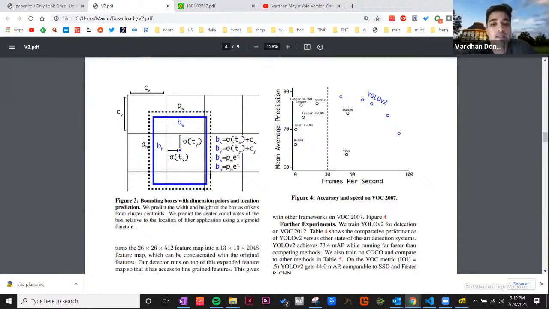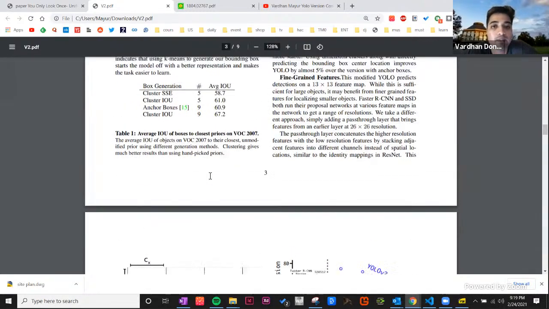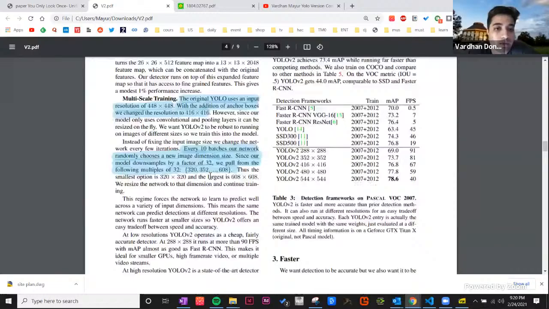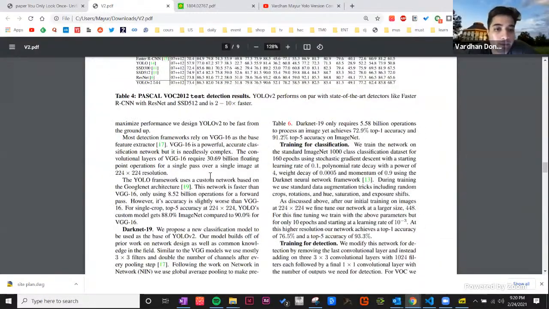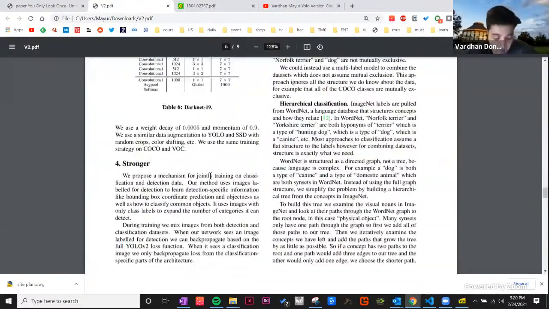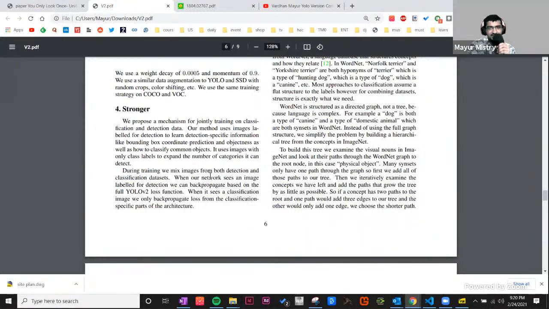So let's go on to YOLO 9000 now, because it's in later parts of the paper, and that's something interesting we can discuss. I see.